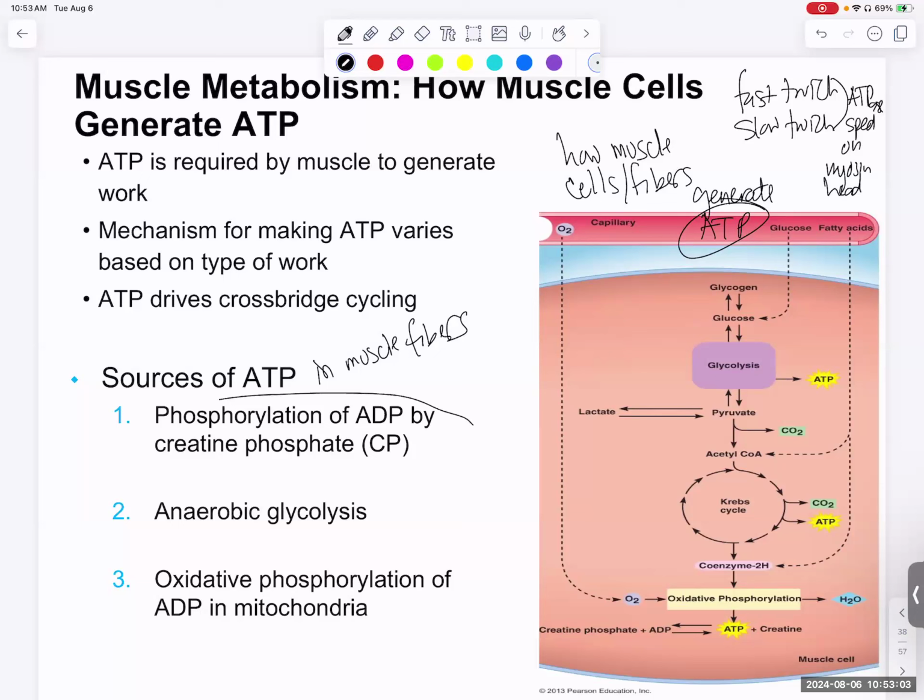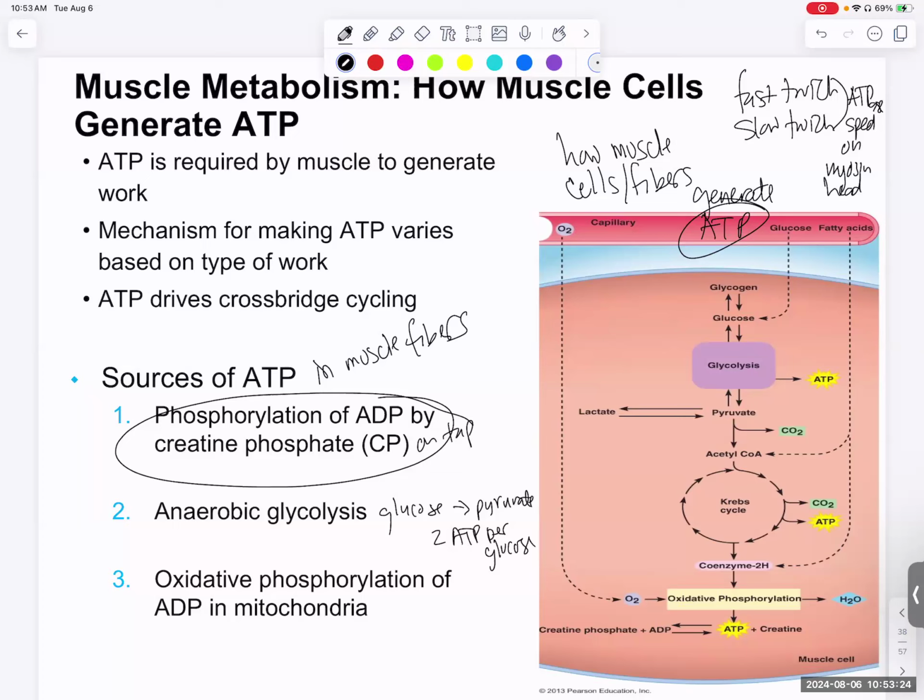We have creatine phosphate on tap, just laying around in the muscle fiber. Then we could do anaerobic glycolysis. This is glucose to pyruvate, and we get 2 ATP per glucose.